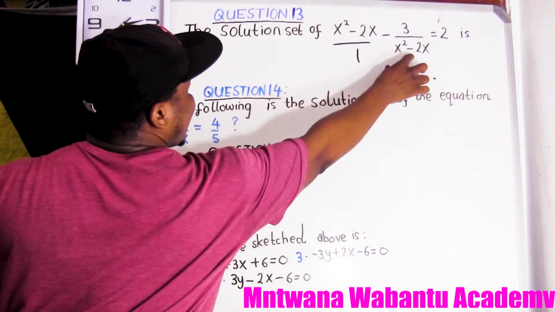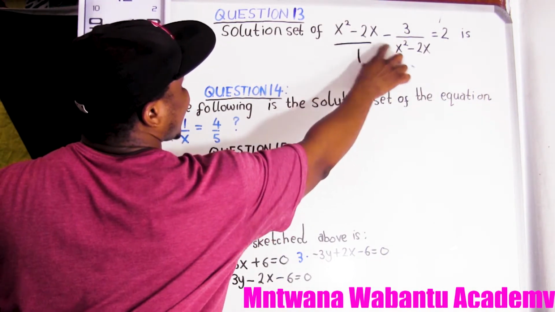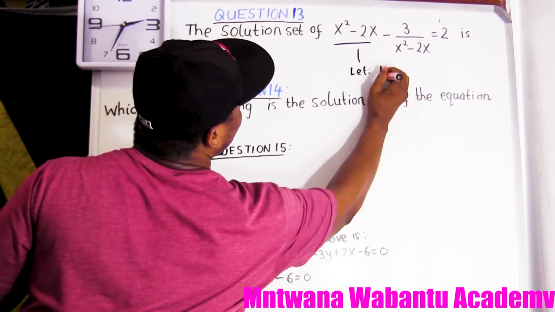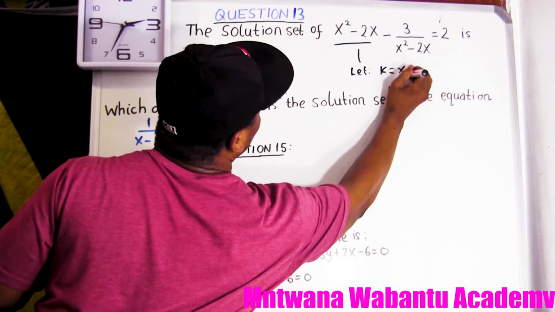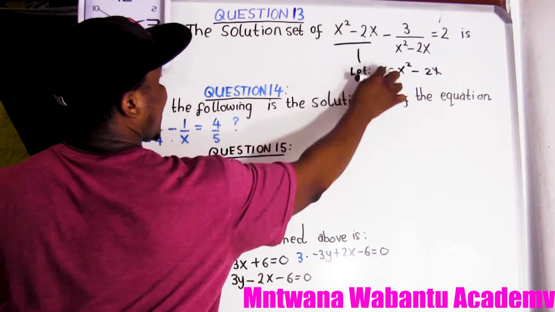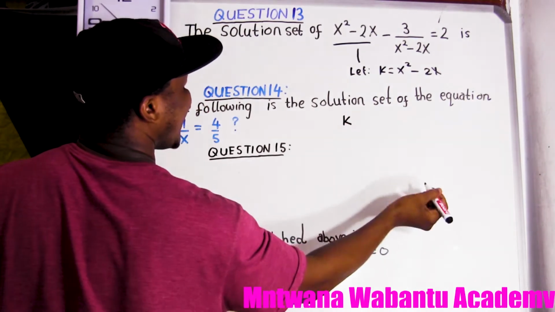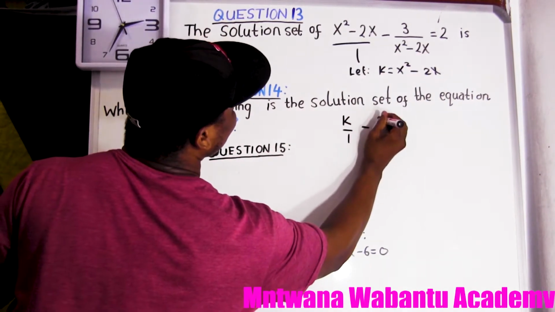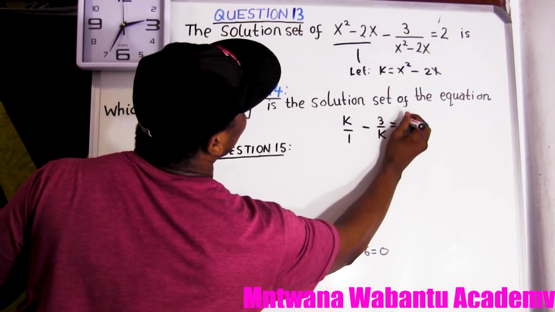Look, this and this are similar. Can you see x squared minus 2x and this x squared minus 2x? So I'm going to let k, or any letter, equal x squared minus 2x. So for that case, I'm going to replace this with a k. So this becomes k. And why do I let k? Because these and these are similar. So k over 1 minus 3 over k equal to 2.